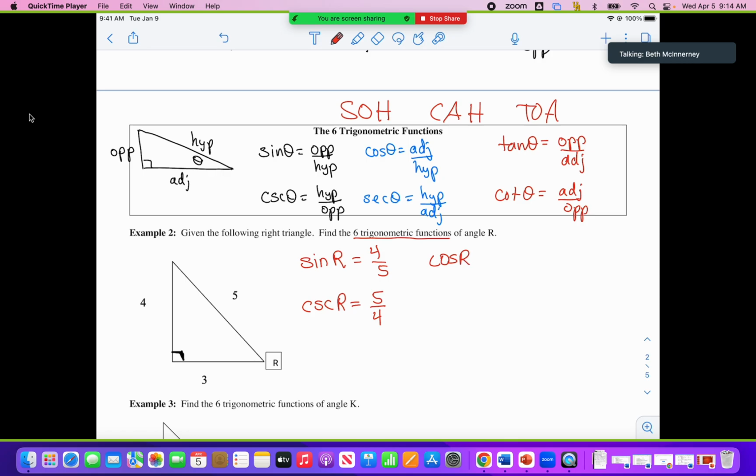Then cosine R is adjacent over hypotenuse. Lily, what would be adjacent to R over the hypotenuse? Good job, 3 over 5. Then I want its reciprocal. Mia, what would secant R be? 5/3. The reciprocal, you're just flipping the fraction. Now tangent R is from TOA. William, what's tangent R? 4/3. Good job. And then Emma, what would cotangent R be?